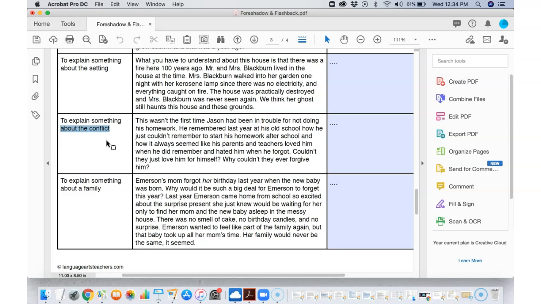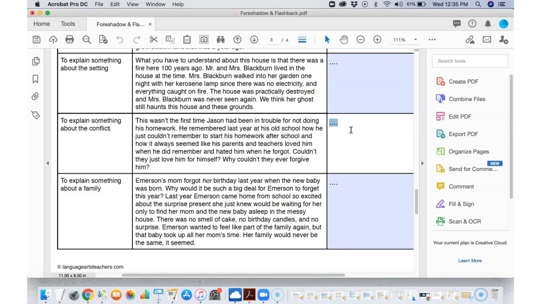Now, is that true? Do we know that his parents and teachers really hate him when he forgets his work? Or do you think that's just an issue he's having with himself, like an internal conflict? Okay, so what you could type over here, it's important to the story because this flashback is showing us what is going on inside of Jason's mind. This flashback is showing us what Jason struggles with. Does anybody even know that he's struggling with this? Does anybody even know that he's having these thoughts?